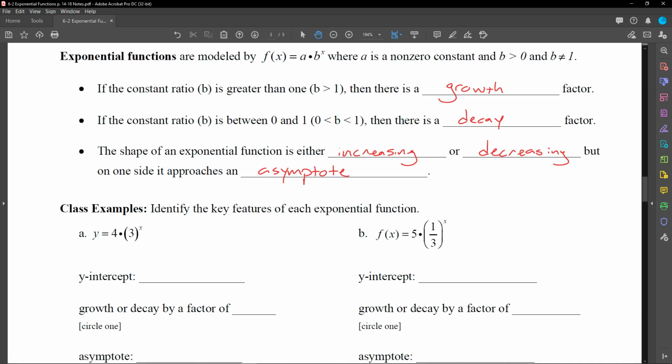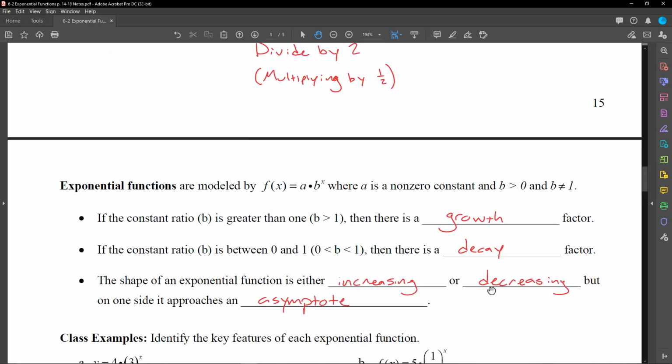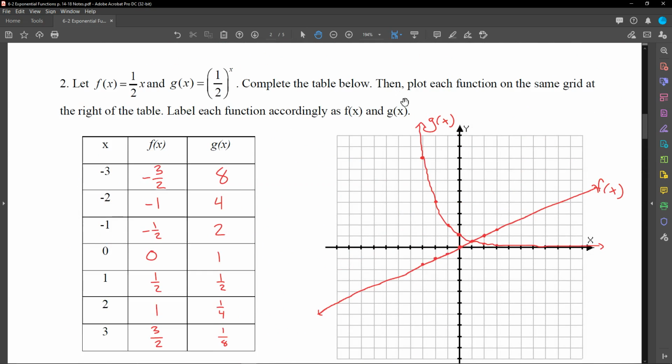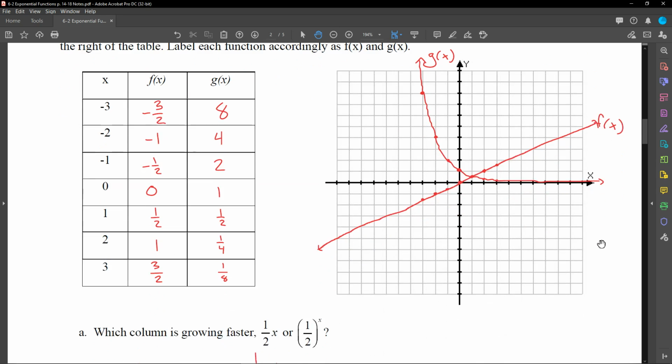And I've kind of alluded to what an asymptote is. If you notice for each of our graphs, on one side of the function, it blows off to infinity. It gets really, really big. But on the other side of our exponential function, it gets really, really close to 0. An asymptote is a value that the function approaches but never actually reaches.